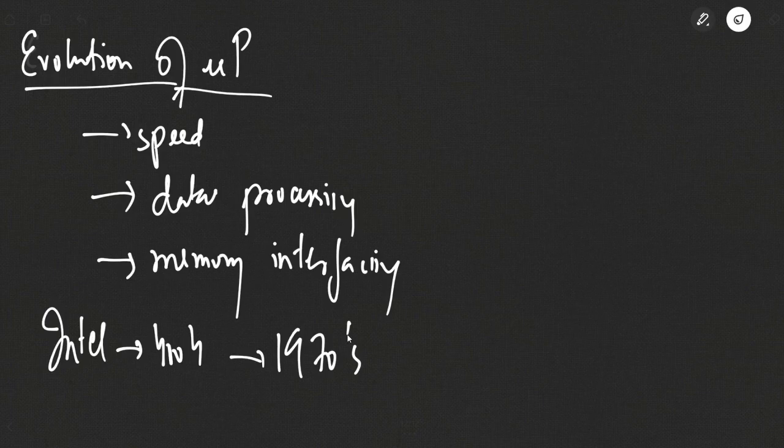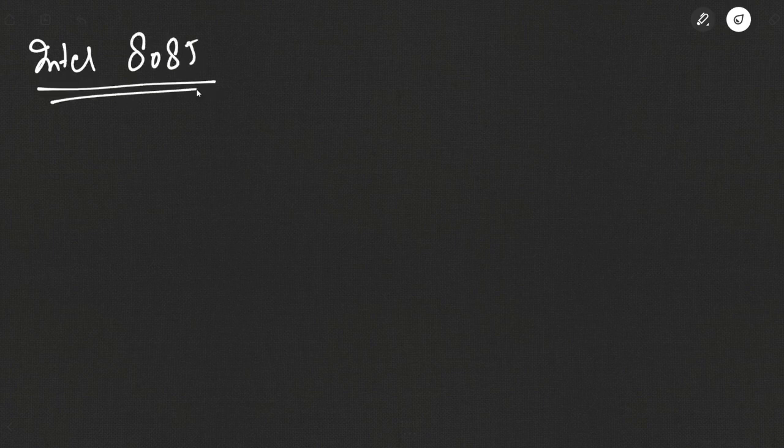So it was around this time that Intel started developing microprocessors in the 1970s, starting with the earliest one, the 4004. Then came 8008, which was an advanced version. Then 8080, and finally the 8085 was introduced around the 1980s. It was one of the most important microprocessors developed by Intel around that time, and it has since been used in a large number of applications.